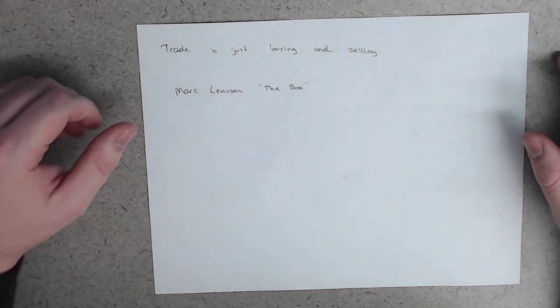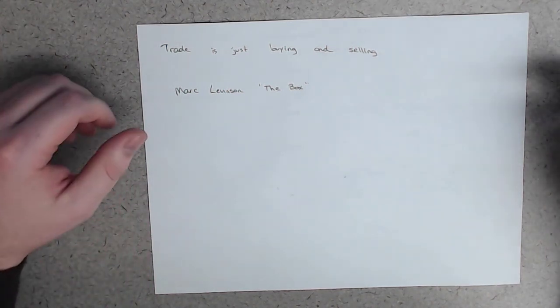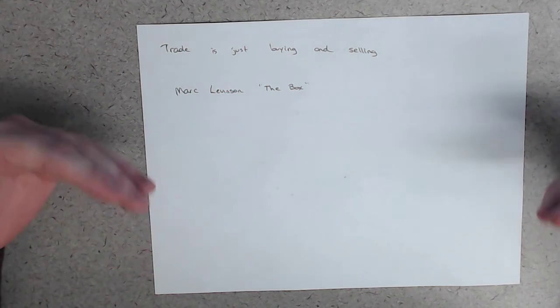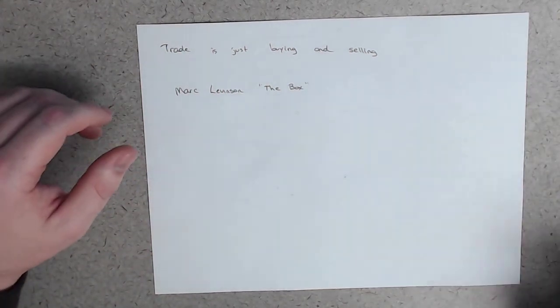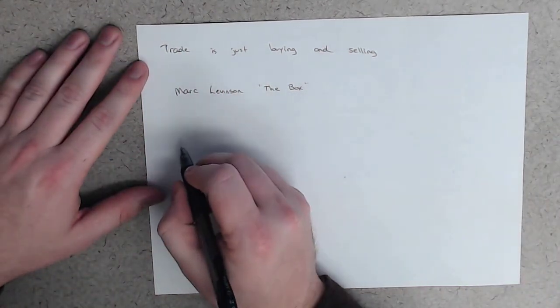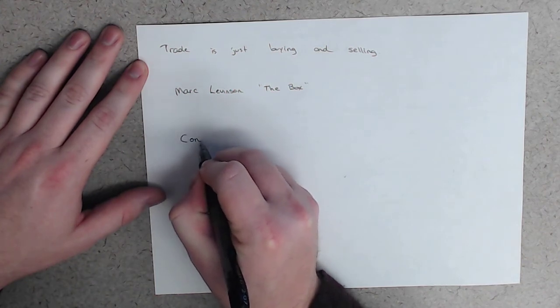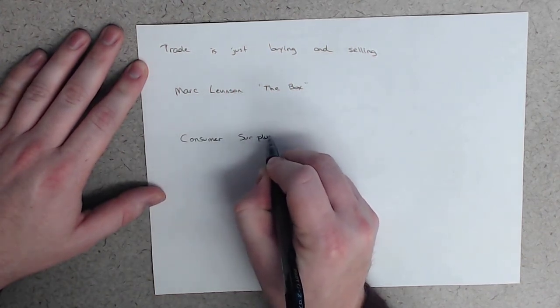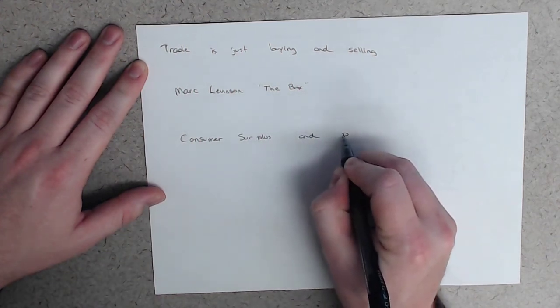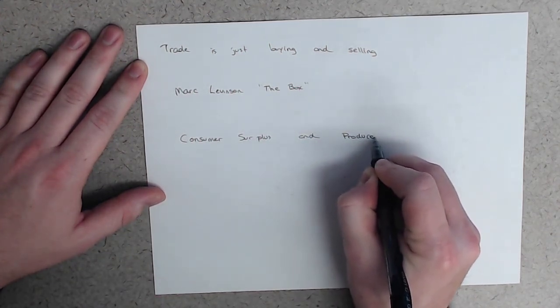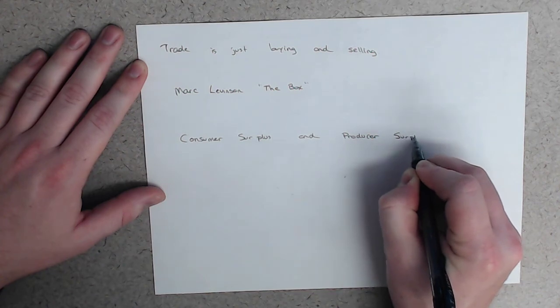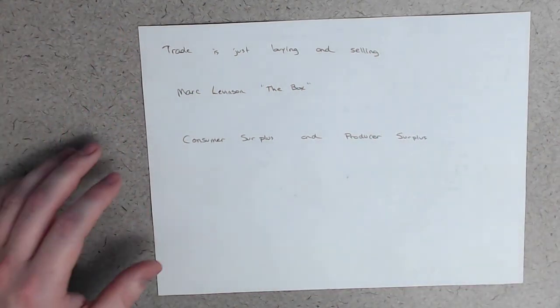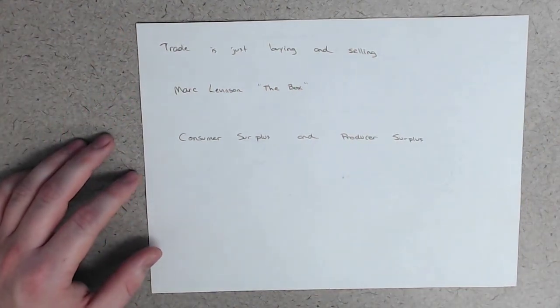Now, before we delve deeper into this, what I want to do is go more in depth about the gains from trade, where they come from, and how we know that they're there. And so what we're going to be talking about today are the concepts of consumer surplus and producer surplus. Okay, so we'll go into the next video for that.